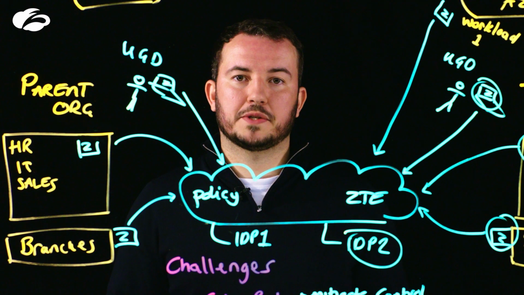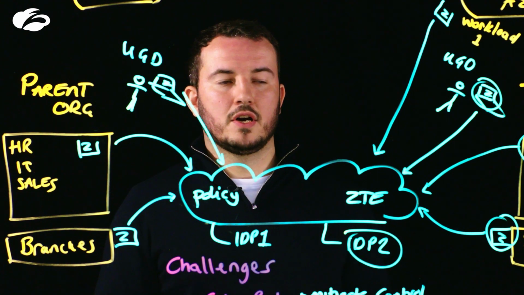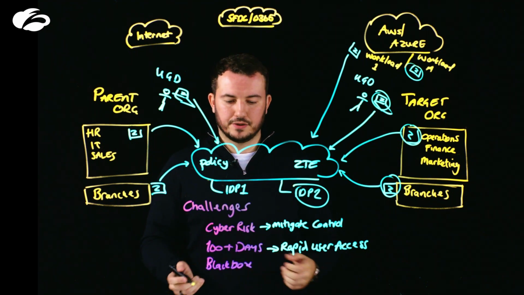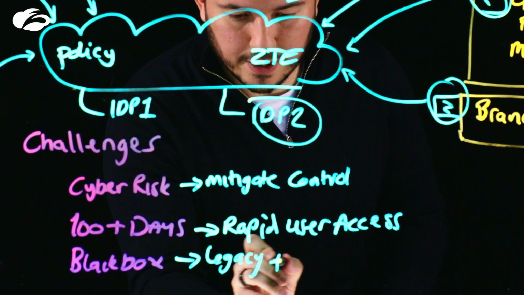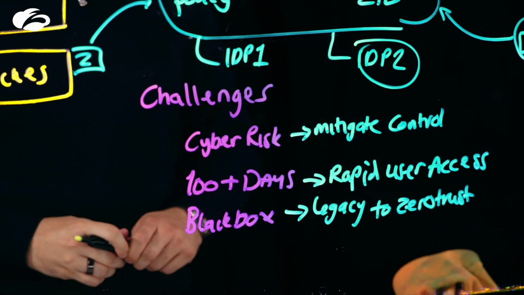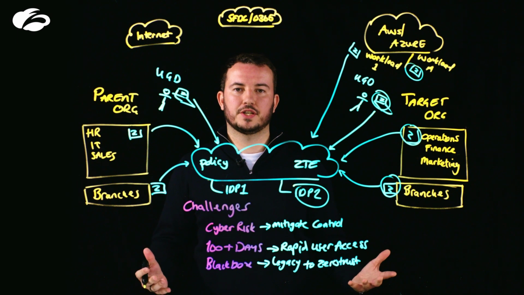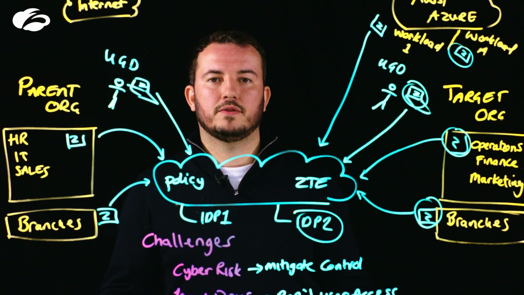Then from a black box perspective, we're no longer relying on legacy infrastructure. We are introducing these virtual machines into each location, taking the business from legacy to Zero Trust. So this is how Zscaler can support mergers and acquisitions to help secure, simplify, and transform this approach.